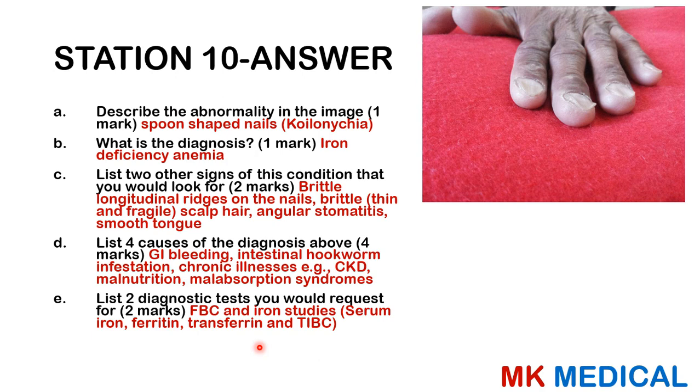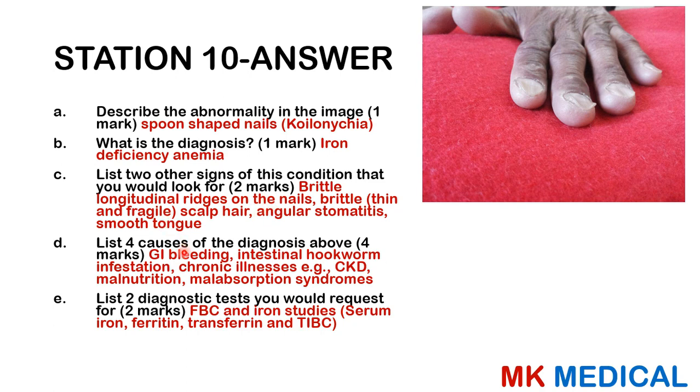So this is most likely spoon-shaped nails, and it's most likely koilonychia. It's due to iron deficiency anemia. Other features that you may see or look for are brittle longitudinal ridges on the nails. You may also see brittle or thin and fragile scalp hair. You may see angular stomatitis. You may see a smooth tongue.